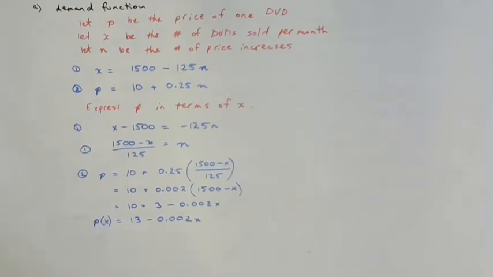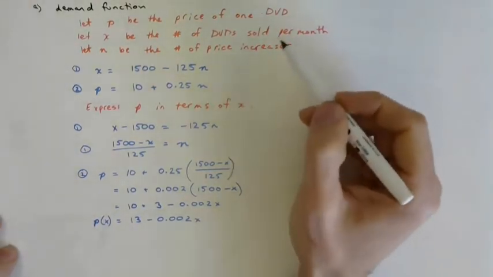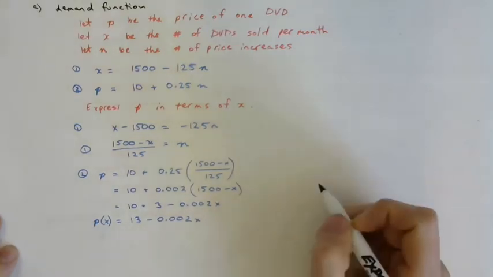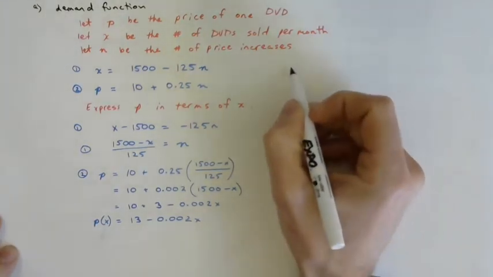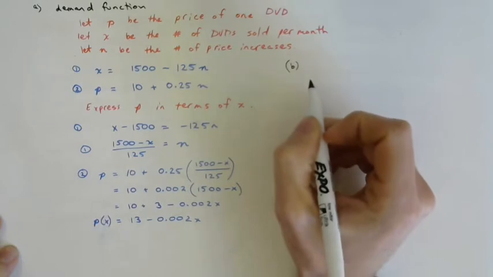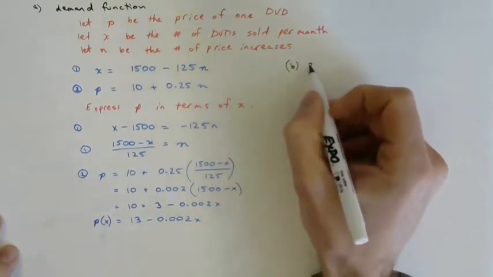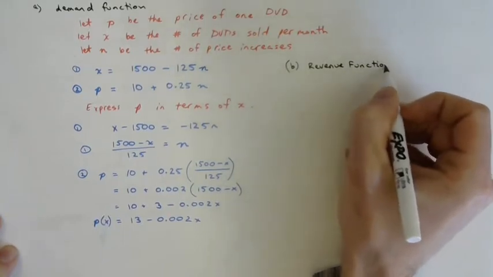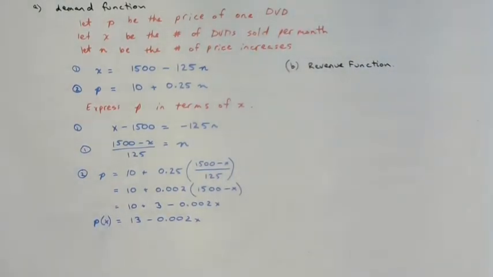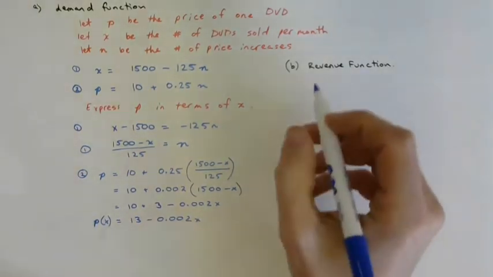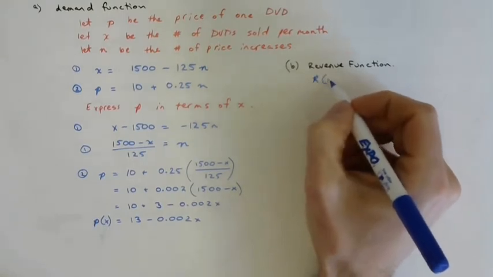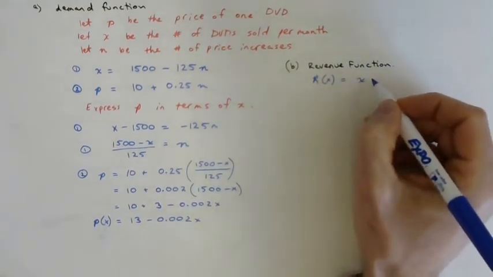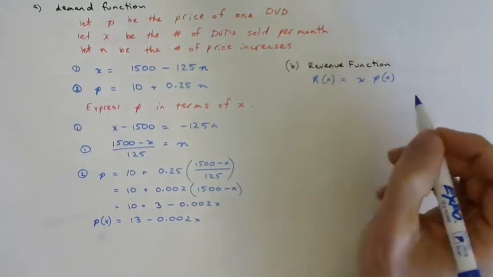And then from here, in B, we're asked to get the revenue function. So now that we have a demand function, it took a bit of work. I'm going to leave it up there and just do B right here. B is to generate a revenue function. The revenue function, according to our notes, is x times p of x. So r with respect to x is equal to x times p of x.